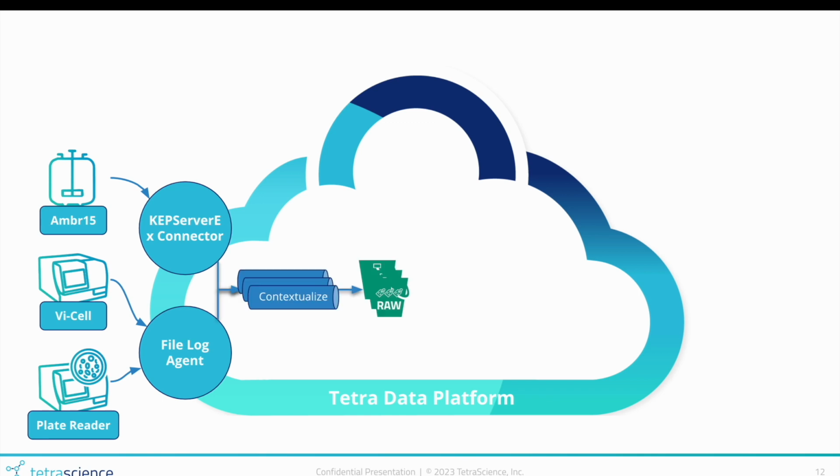Once they collect that data, we can use pipelines in the platform to contextualize and extract data from file paths or static metadata from things like the agent configuration in order to bring that raw data into the platform, as well as attach labels to it that enable advanced search capabilities.